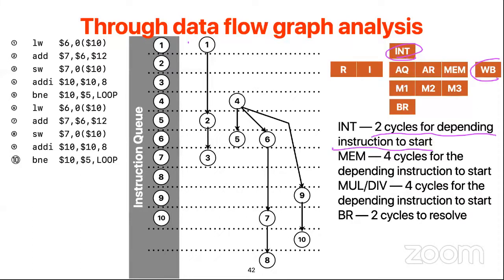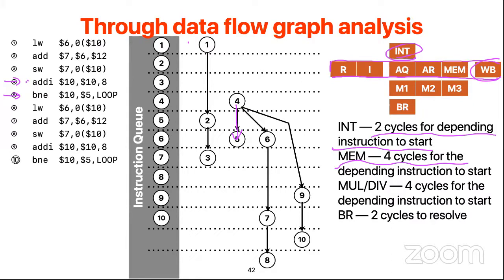So you can assume any instruction that depends on the output of an integer instruction, like an add instruction, can only start executing two cycles after we put that integer instruction into execution. For example, like the 4 and 5, the add instruction is an integer instruction and it takes two cycles to finish. So here we made an arrow two cycles long. And for memory instructions like this one, it takes four cycles to finish, right?